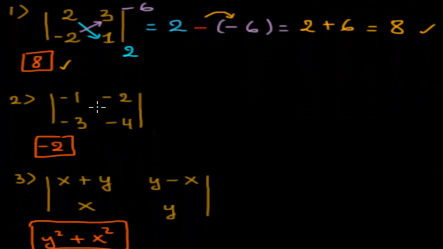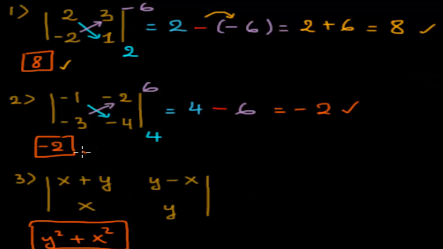Okay, now we do the same thing for the second problem. -1 times -4 gives me 4. And -3 times -2 gives me +6. And again, one more time, bottom subtract top. So 4 minus 6 gives me -2. And that matches what I have here.